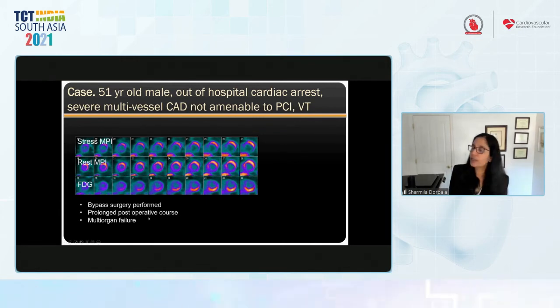He had, unfortunately, a very prolonged postoperative course with multi-organ failure and did not survive the procedure.